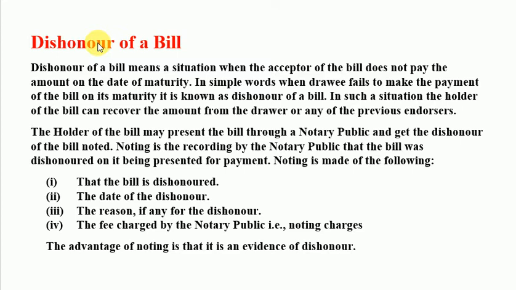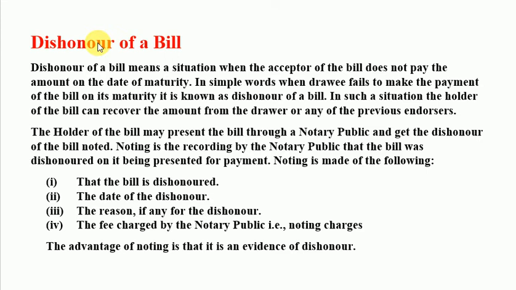Till last class, we have discussed all the four cases for accounting treatment which related to honor of bill, which means the drawee made the payment of the bill on maturity. So, dishonor means opposite of honor. In simple words, it means whenever the drawee fails to make the payment of the bill on the maturity to the holder of the bill, it is known as dishonor of bill.